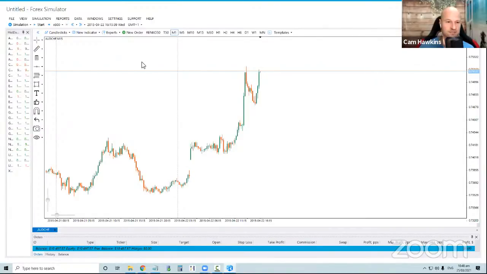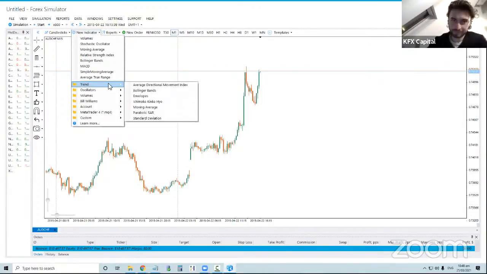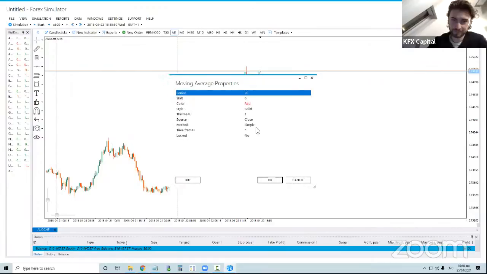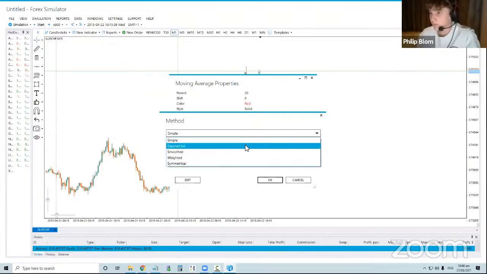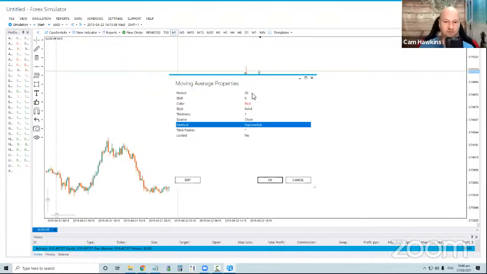Okay. All right. So I will let you put your indicator on here. It's a moving average, isn't it? Exponential. What time frame can we be on? Only 50 minutes or what? You can be on any time frame you want. Okay.